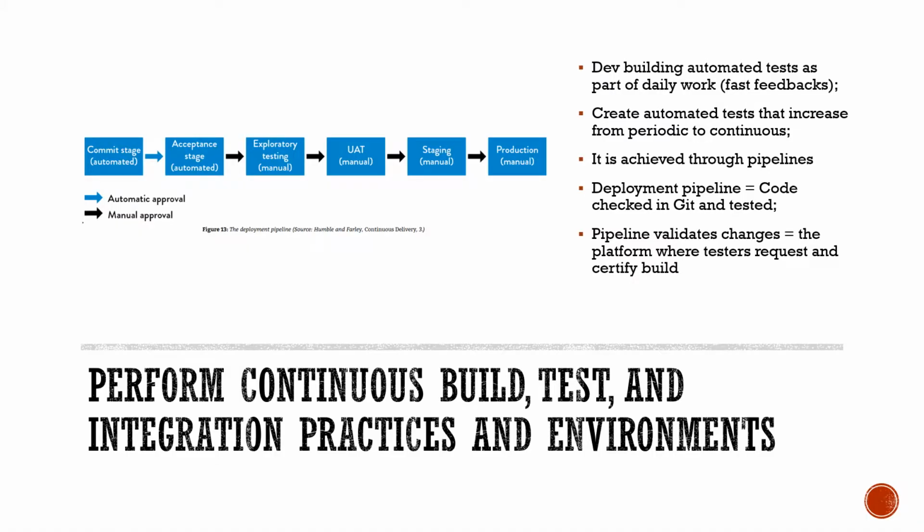Here we look at performing continuous build, test, and integration practices and environments. As mentioned in the previous slide, the importance of automated testing in daily work is that it creates fast feedback loops, so developers can discover the problem early in the process and fix it. When automated testing becomes continuous, it increases the frequency of integration and testing of the code. According to the image, it is done by building the deployment pipeline, which will perform integration of the code and environments and trigger a series of tests every time a new change is put into version control.